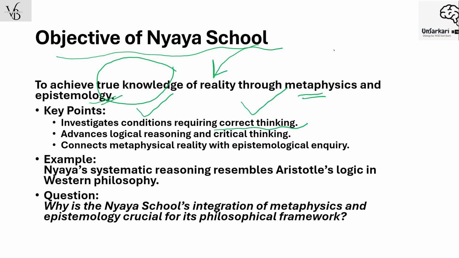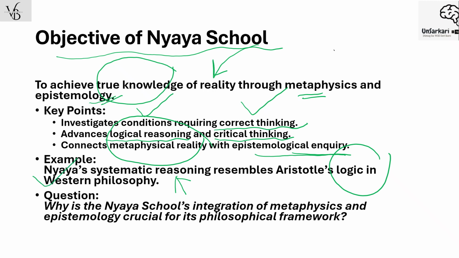So correct thinking is required. And what is correct thinking based upon? Correct thinking is based upon logical reasoning and your critical approach. What is a critical approach? That you are questioning whatever you are doing, but in a right way. You are not overly critical. So it is connecting metaphysical reality with epistemological inquiry, which we will see in detail. One more point I am sharing with you here: because the Nyaya school showcases systematic reasoning, it is something similar to Aristotle's logic in Western philosophy.